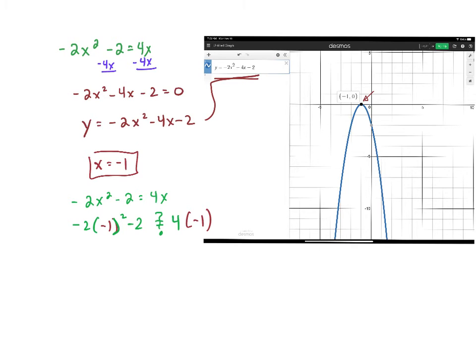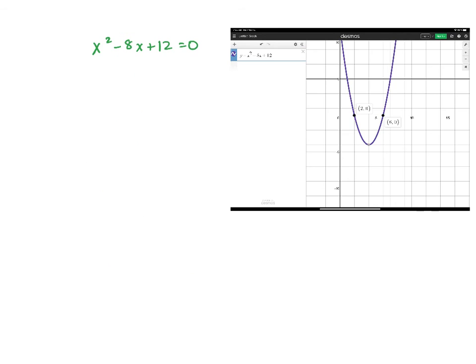Negative 1 squared is 1, so negative 2 times 1, negative 2 minus 2, negative 4. The right-hand side, 4 times negative 1 is negative 4. Yep, left side equals right side. We are guaranteed that x equals negative 1 is the solution to that equation. So again, we're just looking for these x-intercepts.